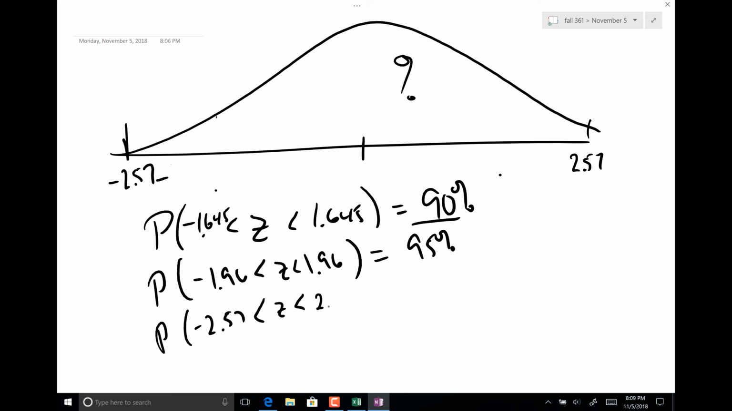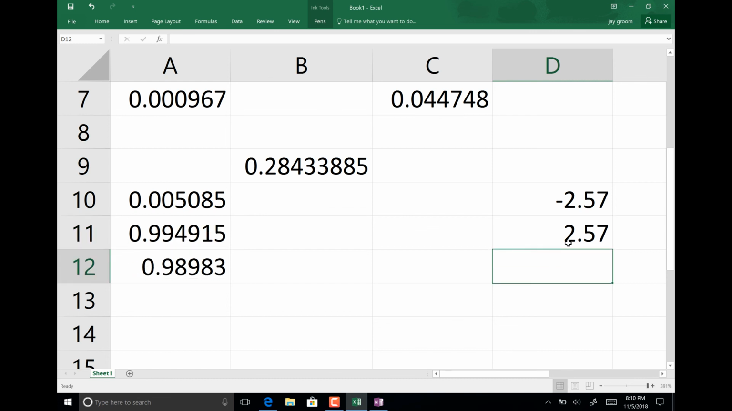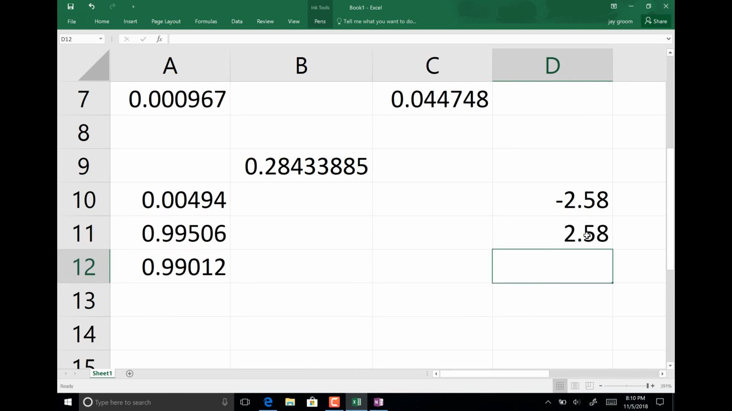Let's see what happens. Oh, did I already write the answer? Darn it. Negative 2.57 and positive 2.57. 98.9, so 99%. Mm-hmm. Yeah. And some books I think actually write it as negative 2.58. It's kind of in between the two of them. And if you do that, it's a little over, yes? It's in that ballpark.